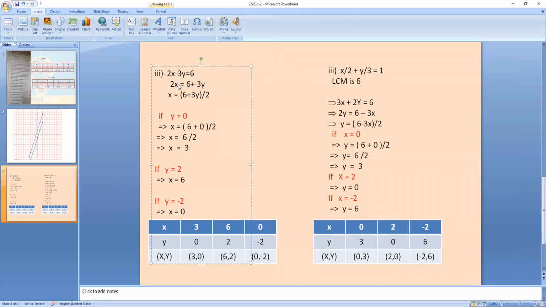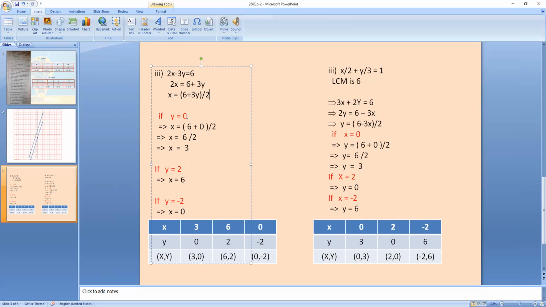Okay, so by transposing 3y to that side, it becomes plus 3y, as here it is subtraction. So x is equal to (6 plus 3y) divided by 2. Why? Because here the least coefficient is for x, it is 2, so that we can get the points easily. Okay. So now we have to do this.